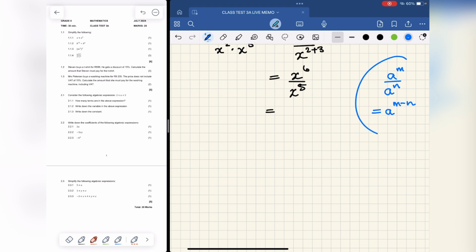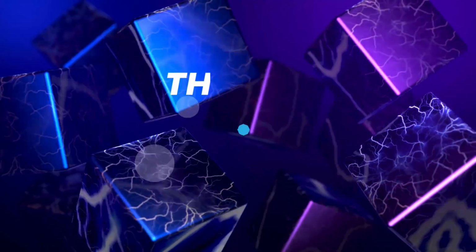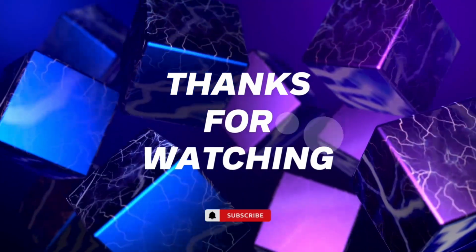So that's the law you need to apply here, and that means I can then keep my base of x and subtract 6 minus 5 there, and I have x to the power 1, which of course is just x.